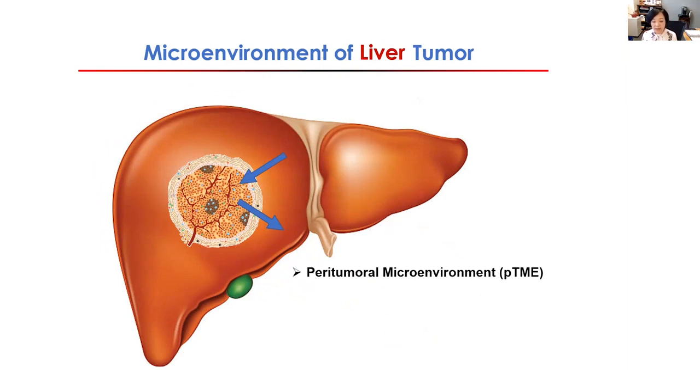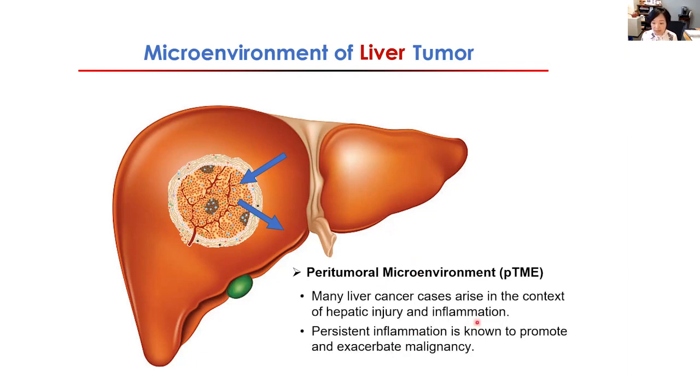In fact, liver cancer is one of the best known solid tumors whose development has everything to do with its surrounding liver tissue. More than 90% of HCC, the most common liver cancer in adults, arise in the context of hepatic injury and inflammation. Persistent inflammation is also known to promote and exacerbate malignancy in the liver, as well as its drug resistance, metastasis, and relapse.